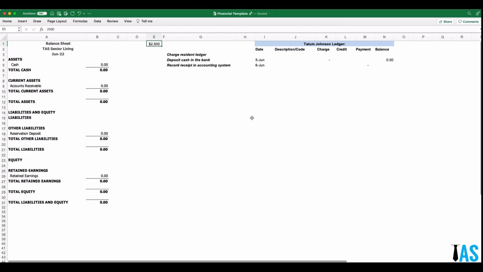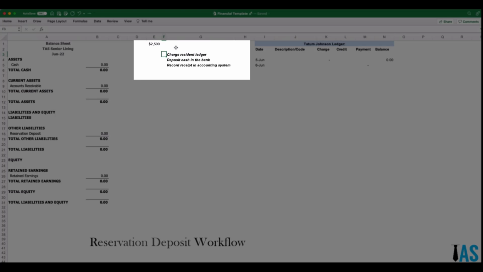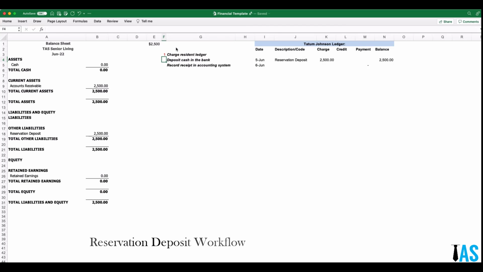Here we go. So in this first example, we're going to look at a reservation deposit that's being charged to the ledger, which is going to be our reservation deposit workflow. One of the first things we want to do is charge the resident's ledger. And once we do that, we see that because we put a charge on the ledger, our accounts receivable increases, and we have a reservation deposit, which is a liability as we're looking at our balance sheet. So we have a charge and we have a liability, and our financials tie out.